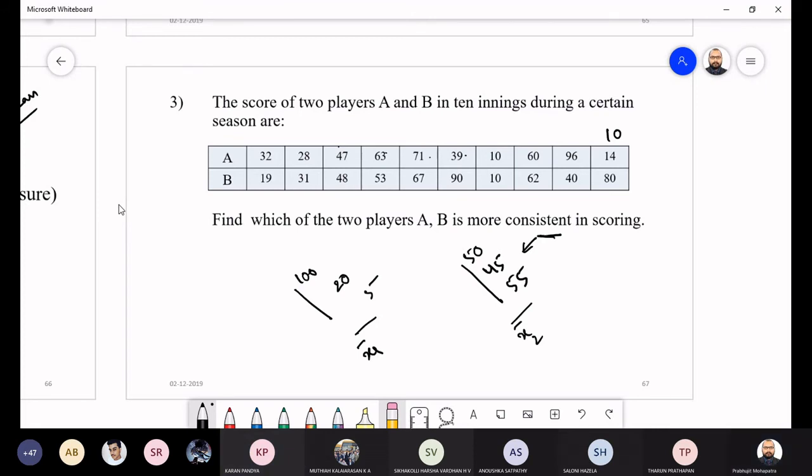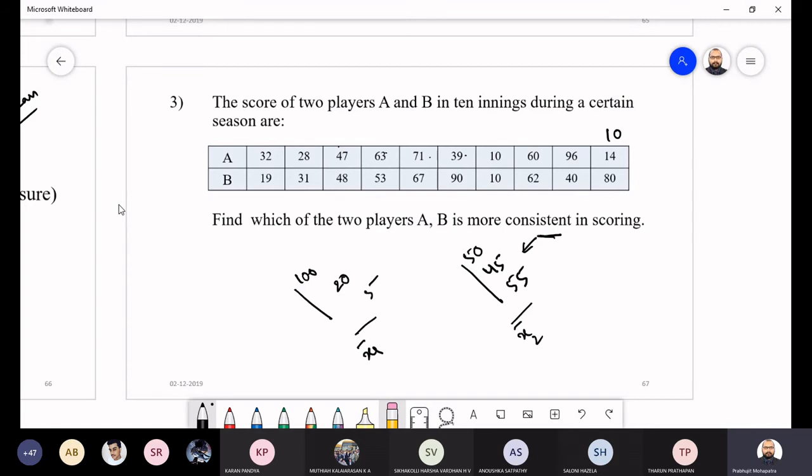In the exam, many students calculate the mean and say that batsman A's average is more than batsman B's average, so batsman A is more consistent. Can you say a batsman is consistent depending on his average or mean value? No, sir, you cannot say. So how will you say which batsman is more consistent?